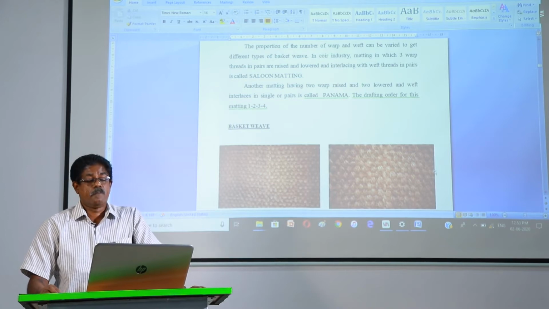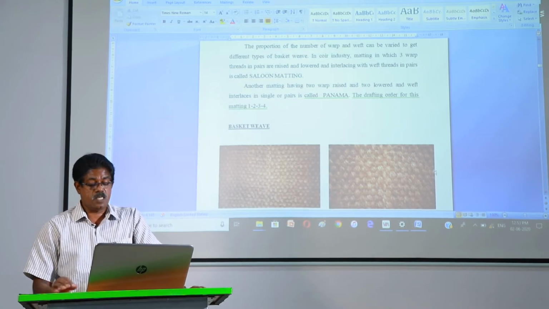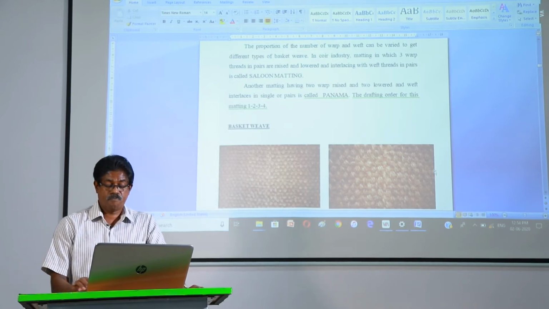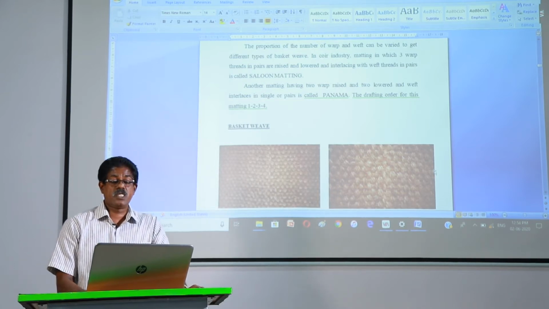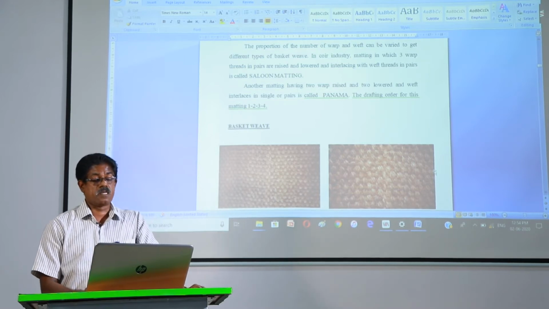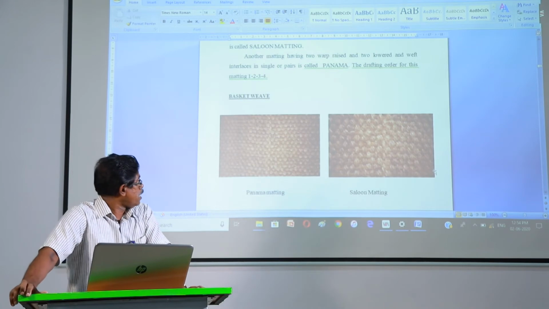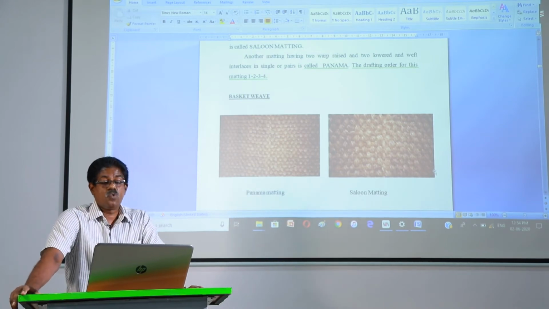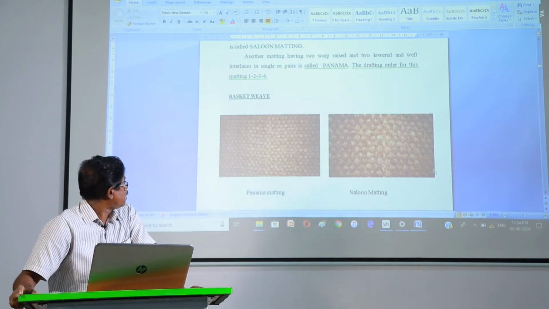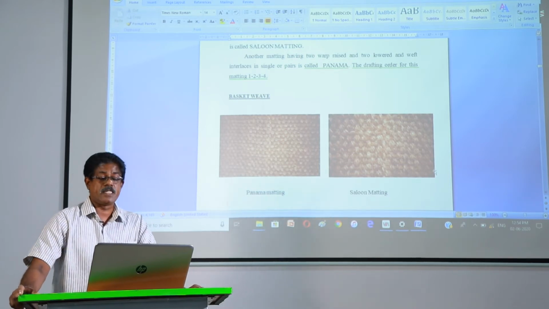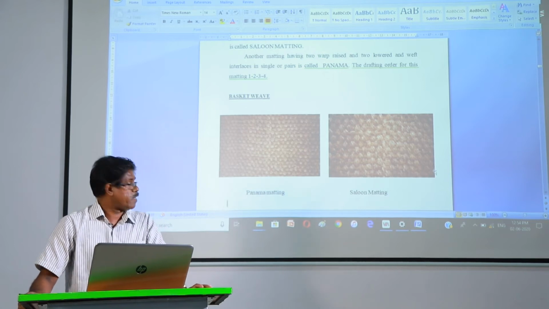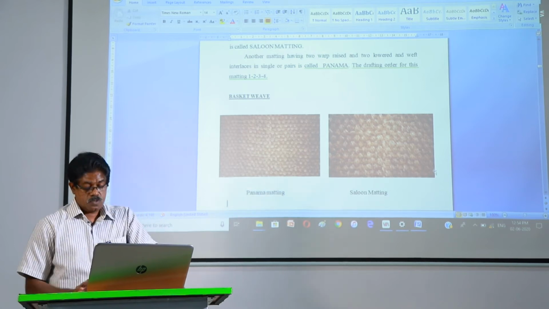Matting in which 3 warp threads in pairs are raised and lowered, interlacing with the weft threads in pairs, is called saloon matting. Another matting, having 2 warp threads raised and 2 lowered, with weft interlacing in single or pairs, is called Panama. The drafting order for this matting is 1, 2, 3, 4.